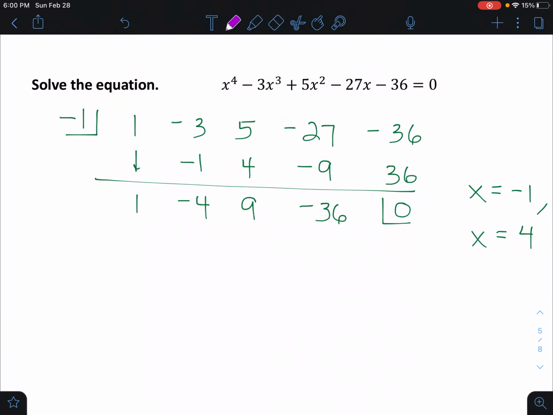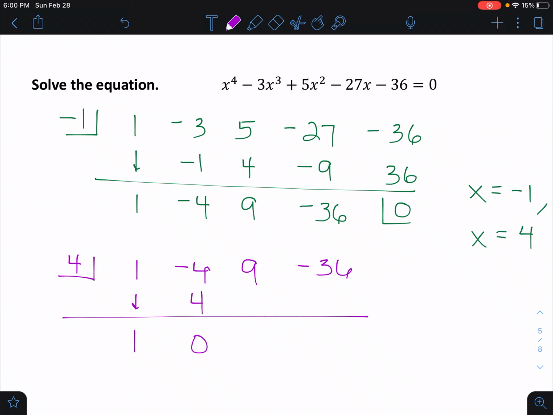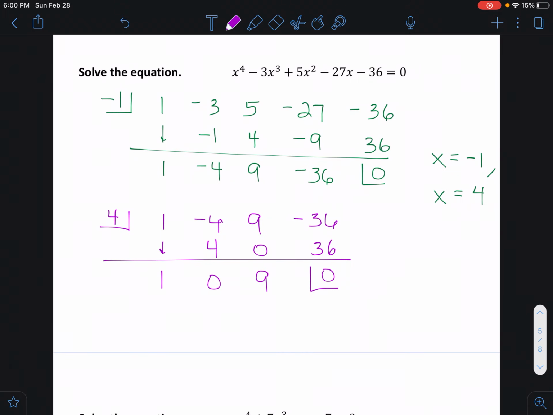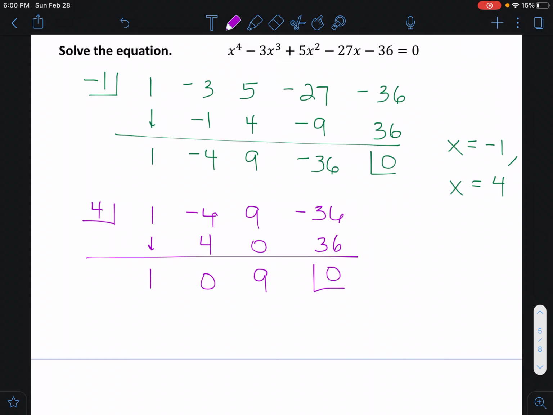Okay, but now I'm going to use 1, -4, 9, and -36. And in this box, we're going to put 4. Okay, so 1's going to come down. So I have 1. I got 4 times 1, 4, 0. That's 0. That's 9, 36. And that's 0. Okay, so again, I got a remainder of 0. Good.